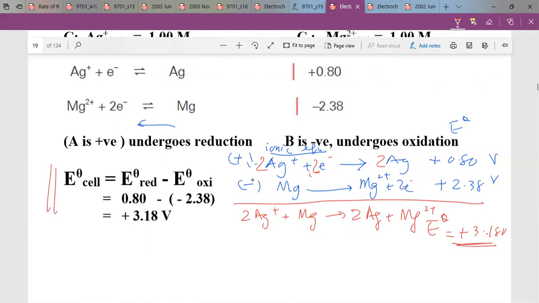Always remember this one here, and these values are the raw ones. Don't change the sign here. Use the original one. Remember, E reduction minus E oxidation, this is very important. The reduction is your silver, this one here, minus magnesium, which is oxidation. You keep it original.